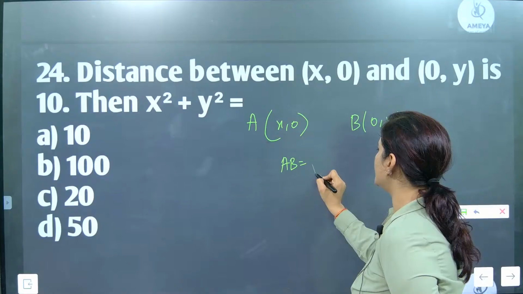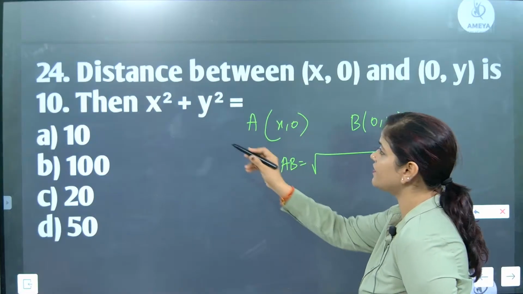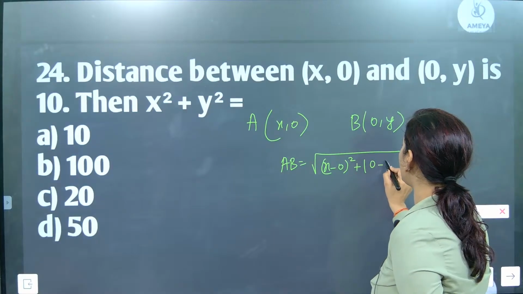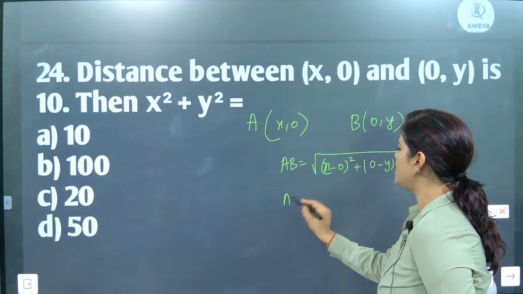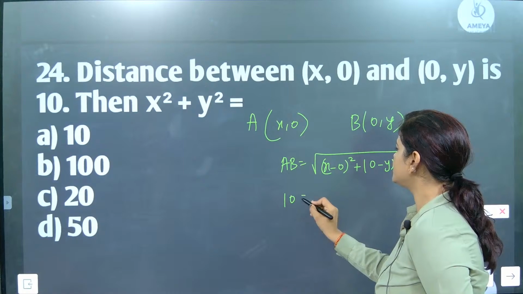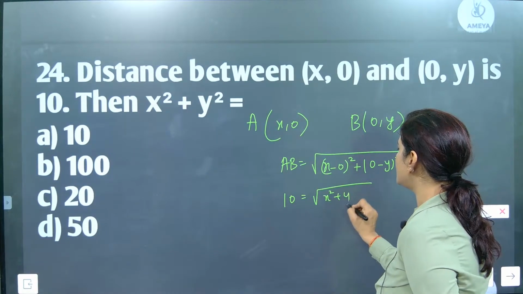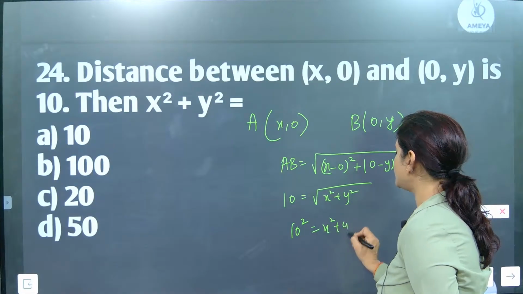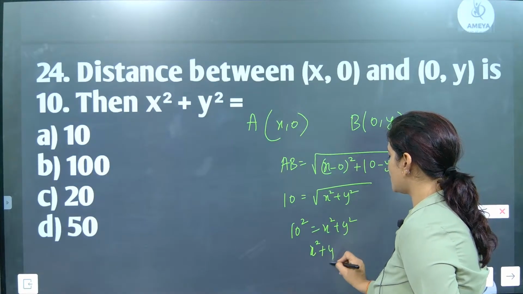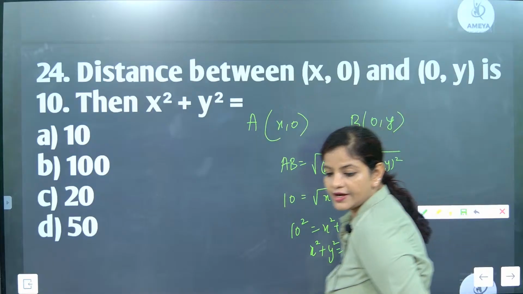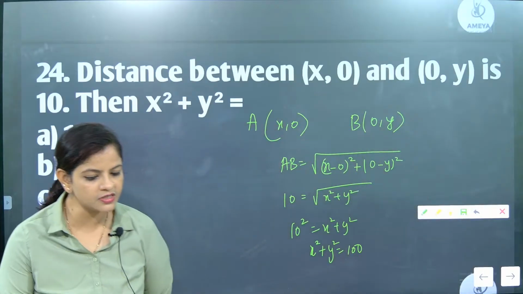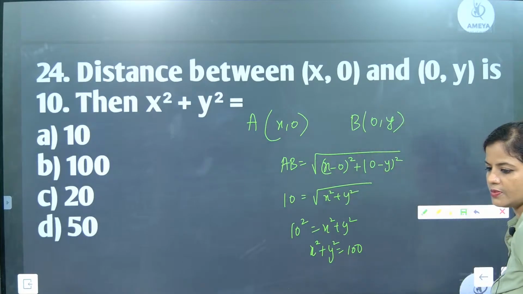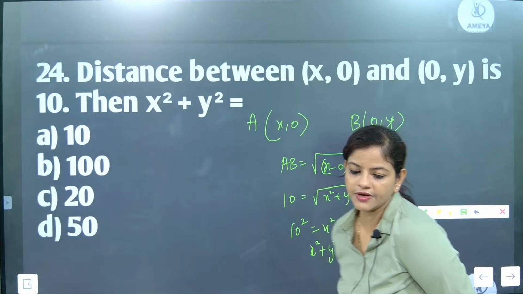AB will be equal to root under the distance. AB is given already as 10 units. So it will become (x minus 0) whole square plus (0 minus y) whole square. So 10 is equal to root under x square plus y square. If you take the square on both sides, x square plus y square is equal to 100. So the correct answer is coming as 100. Come on, check everyone.